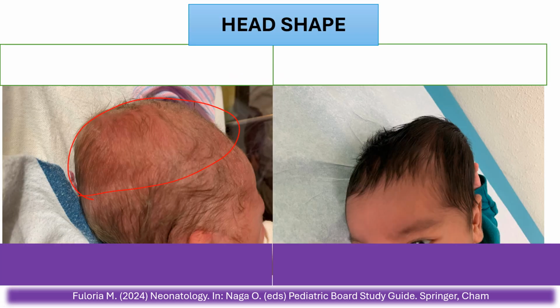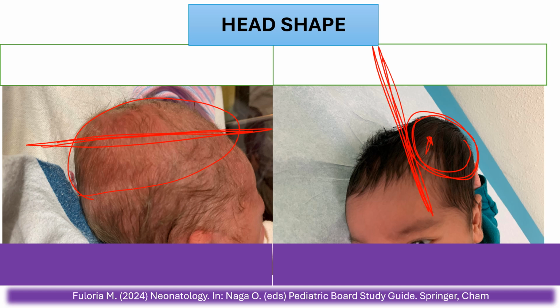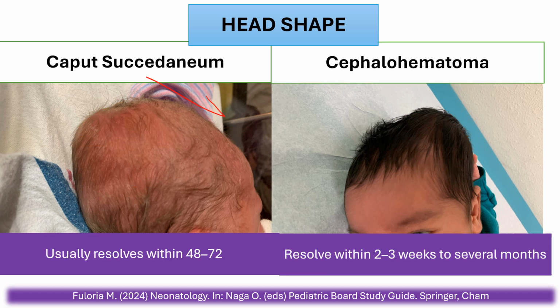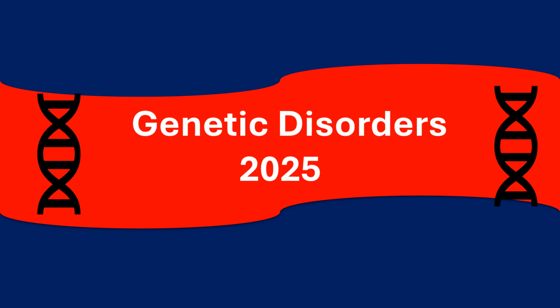Swelling of the scalp that is diffuse and crossing the suture lines. Here is well-defined soft tissue swelling that is firm initially then becomes fluctuant and is not crossing the suture lines. This is a classic case of caput succedaneum. It is common and usually resolves within 48 to 72 hours. Cephalohematoma is less common and resolves within 2 to 3 weeks to several months. Both cases, reassurance.